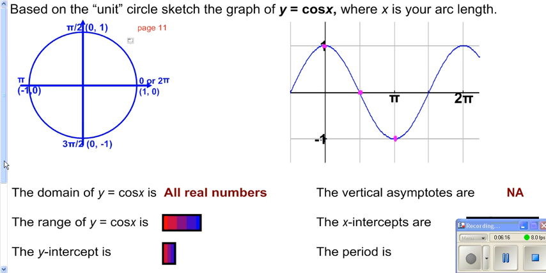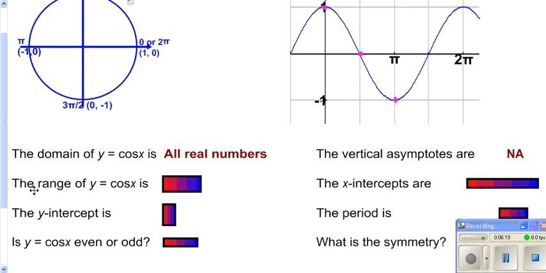We want to find our range. Well, the highest your cosine function ever goes is 1. Lowest it ever goes is -1, so it's always between -1 and 1.